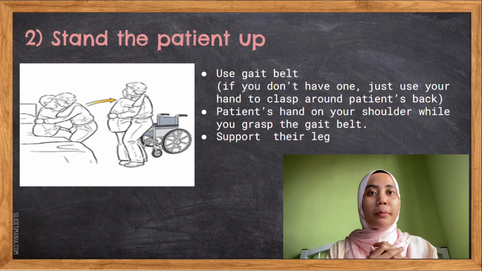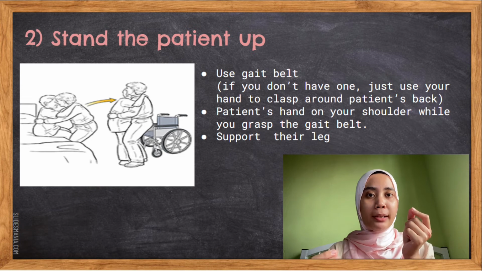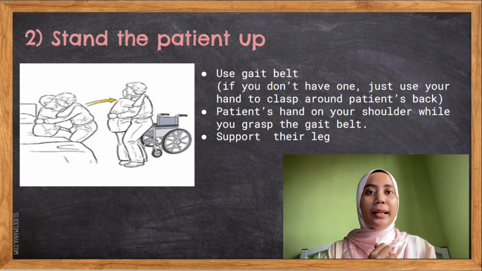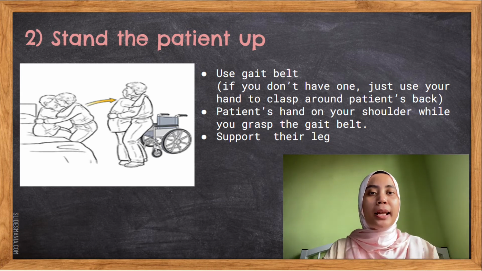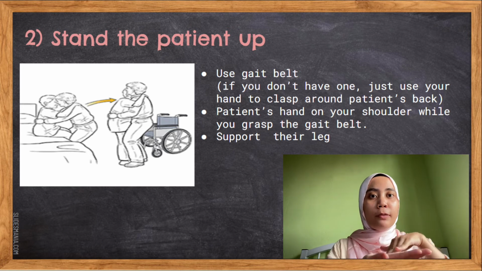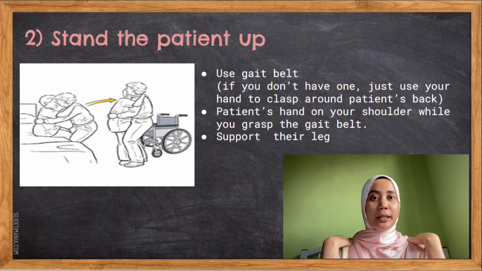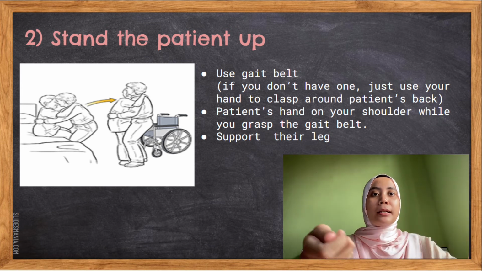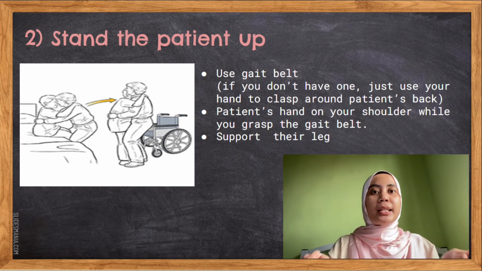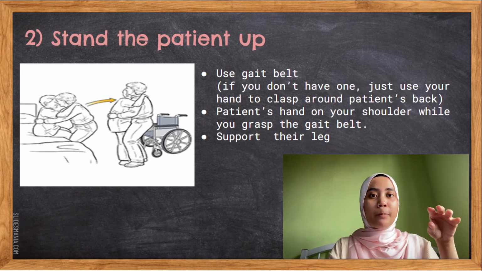So then bring the wheelchair as close as possible to the patient and lock the wheels to avoid it from moving, and then ask them to scoot to the edge of the bed and lower the bed so that the patient's feet can touch the floor. Then tell them to put their hands on your shoulders while you grab the gait belt, and place the patient's leg that is farthest from the wheelchair between your knees for support.